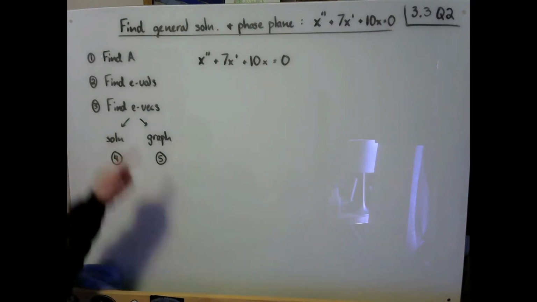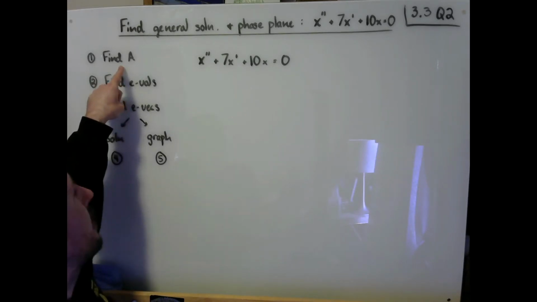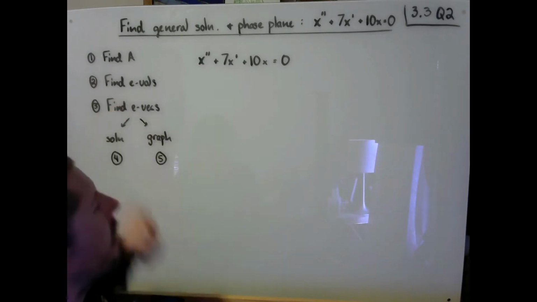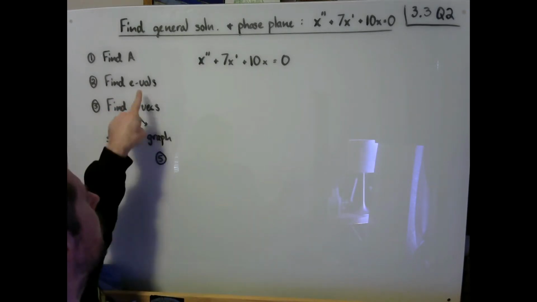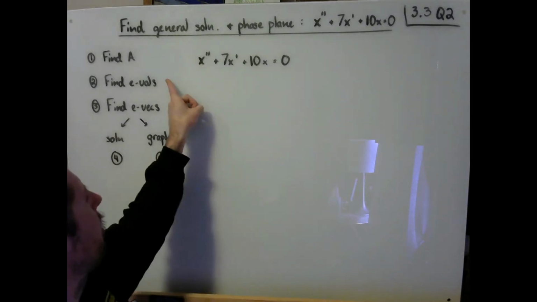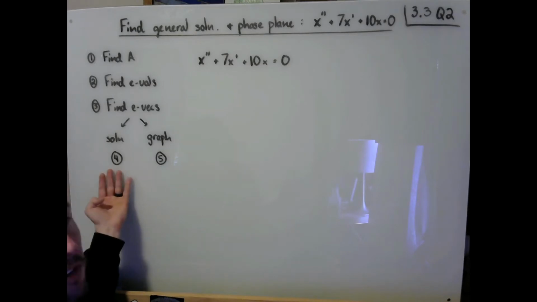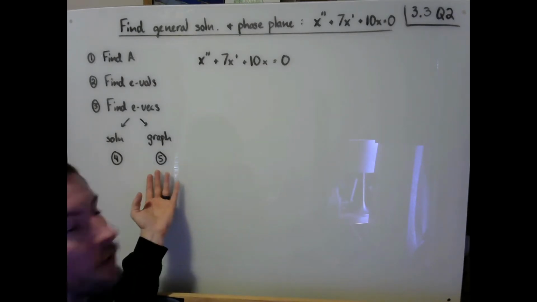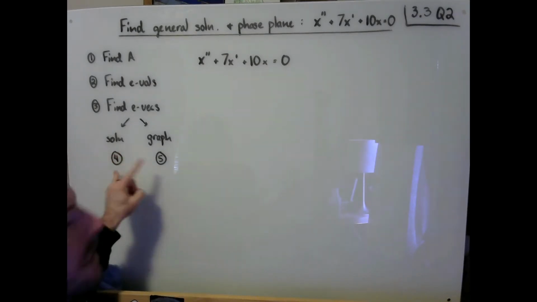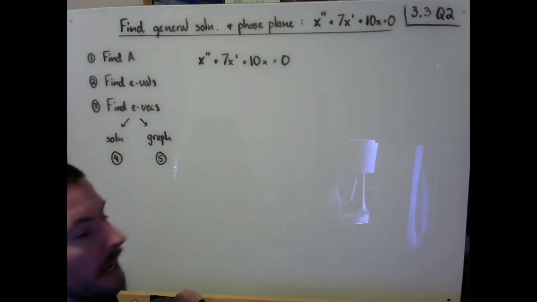So what we're going to need to do first, we need to convert to a system and find the coefficient matrix associated with that system. Once we've done that, we can find our eigenvalues. Once we know the eigenvalues, we can use them to find our eigenvectors. Once we know both the eigenvalues and the eigenvectors, we can do two different things. One, we can state our general solution. Two, we can draw a graph of the system. These two are not really dependent on each other. These two are both dependent on us knowing both the eigenvalues and the eigenvectors right here.